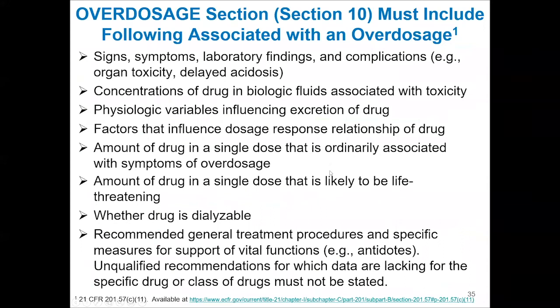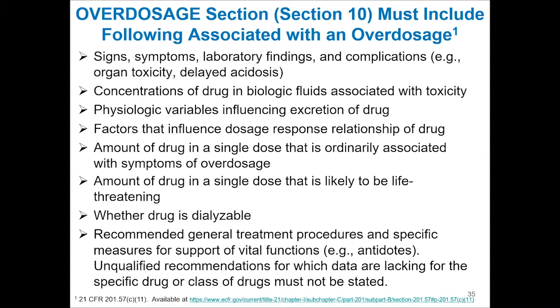So overdosage section of labeling, there are many requirements that I've listed here. One is to include the signs, symptoms, laboratory findings, and complications of overdosage, concentrations of the drug and fluids associated with toxicity, physiological variables influencing excretion, dose response information, the amount of drug that's ordinarily associated with the symptoms of overdose, as well as the amount of drug that's likely to be life-threatening, whether the drug is dialyzable, and then what do you do about it?